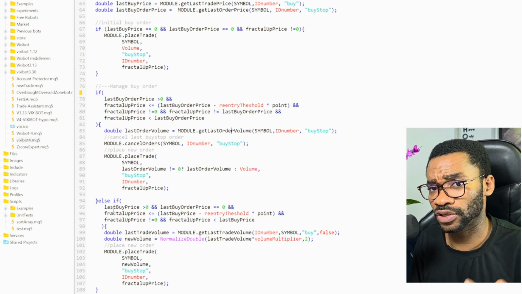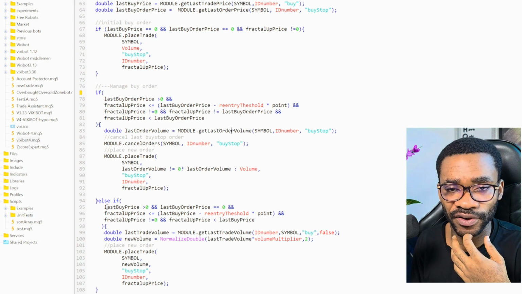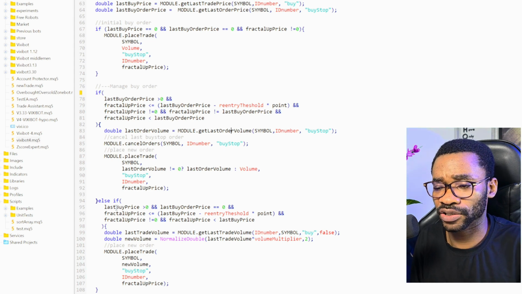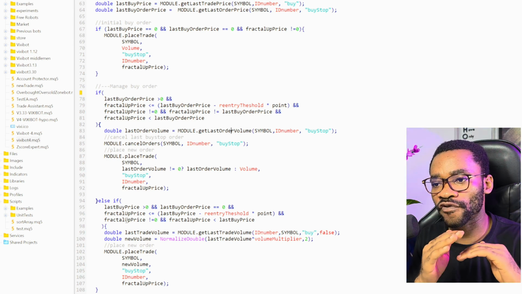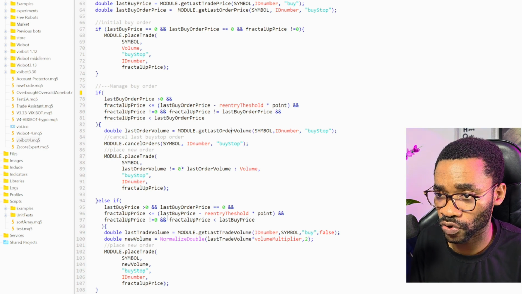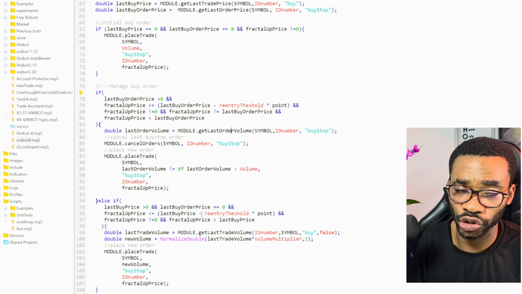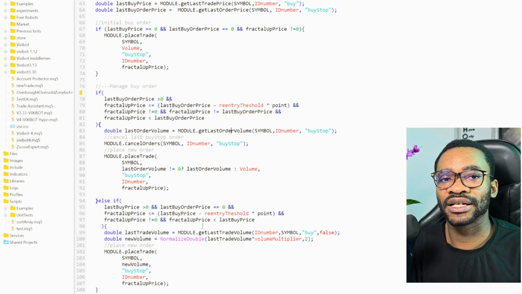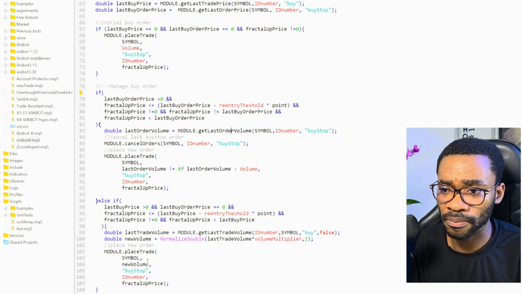If the previous order was executed and turned into a position, what we are going to do is, if the price is less than our position price, the last executed position price which we get from this last buy price, and the up fractal price is then less than or equal to the re-entry threshold in points that we keep here, we are going to execute another order by making sure that the fractal is not equal to 0 and then the fractal up price is less than the last buy price. That's when we are going to execute a buy stop order.